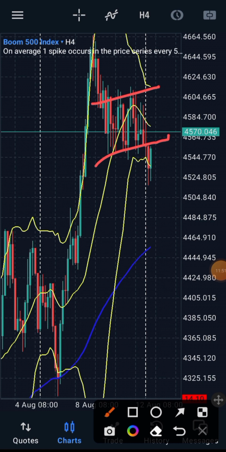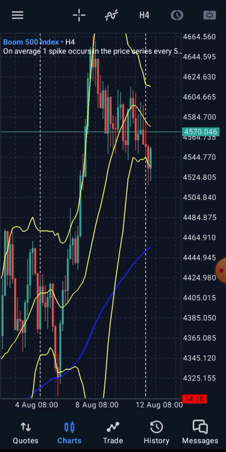But if you don't, please, if you see this, do not trade the market. Avoid the market. No need to buy or sell at that instance. You have to avoid the market.